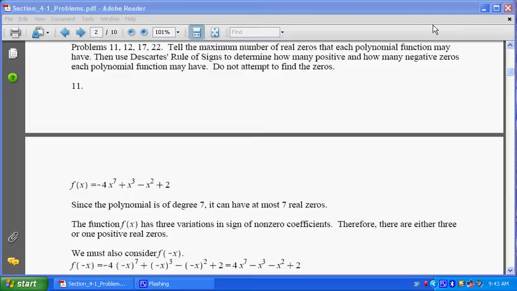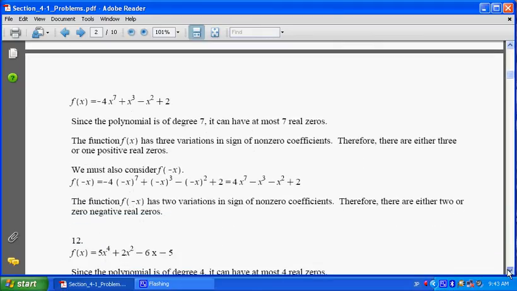To determine the maximum number of real zeros that the polynomial function can have, the number of real zeros theorem on page 241 says a polynomial function cannot have any more real zeros than its degree. So, for example, number 11, the polynomial function is this, and it has a degree of 7, which is the largest exponent. And since the polynomial has a degree of 7, it can have at most 7 real zeros.